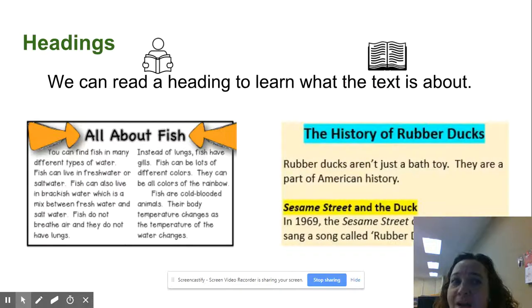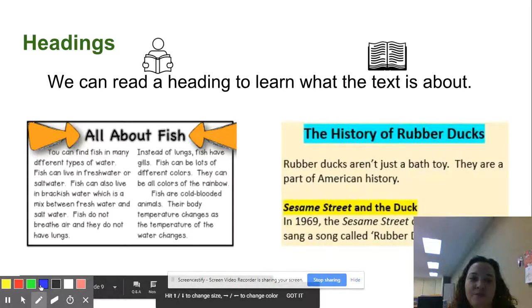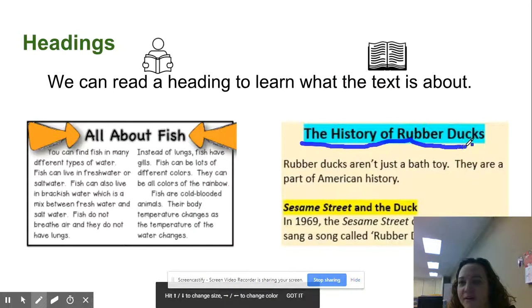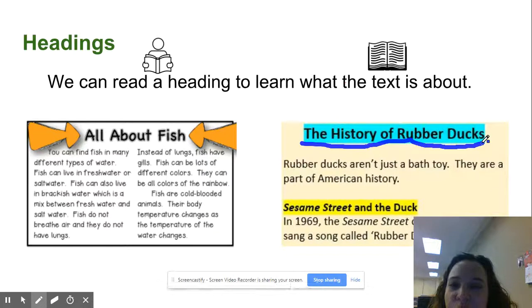There are 2 headings on this example. You'll see the first one at the top is the history of rubber ducks. In this case, our heading is also our title. Do you notice how the heading is in the middle of the page? It's in bold print, and the font is a little bit bigger than the rest of the text. That helps it stand out to us. So if I didn't read the whole article, I would know right away that this article is about the history of rubber ducks.